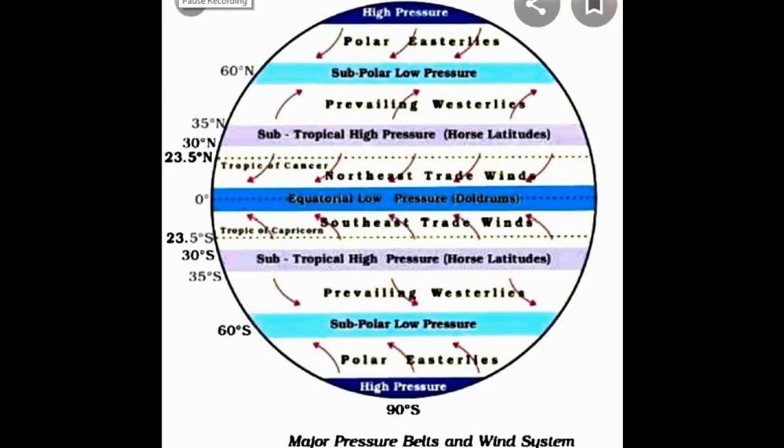Children, today we'll discuss the topic of major pressure belts of the world. This topic is very important for class 11 as well as class 9.